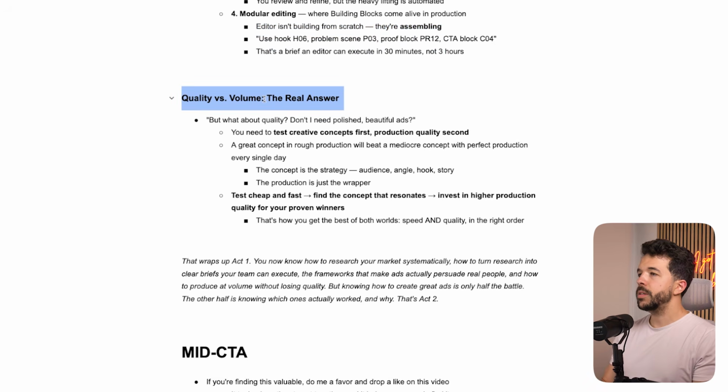Now, the one very important question that I wanted to add to Act 1 is quality versus volume. But what about quality? Don't I need polished, beautiful ads?